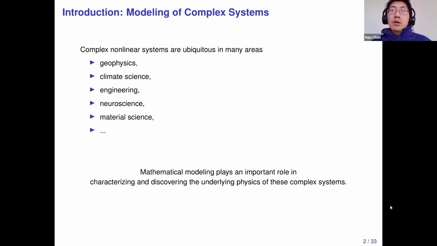So of course, modeling complex systems is a very important topic, especially since last year when the Nobel Prize was about that topic. And actually, these complex nonlinear systems appear in many areas, including geophysics, climate science, engineering, neuroscience, and material science. So as mathematicians, we always want to build suitable mathematical models, and these mathematical models will be very important in describing and discovering the underlying physics of these nonlinear systems.